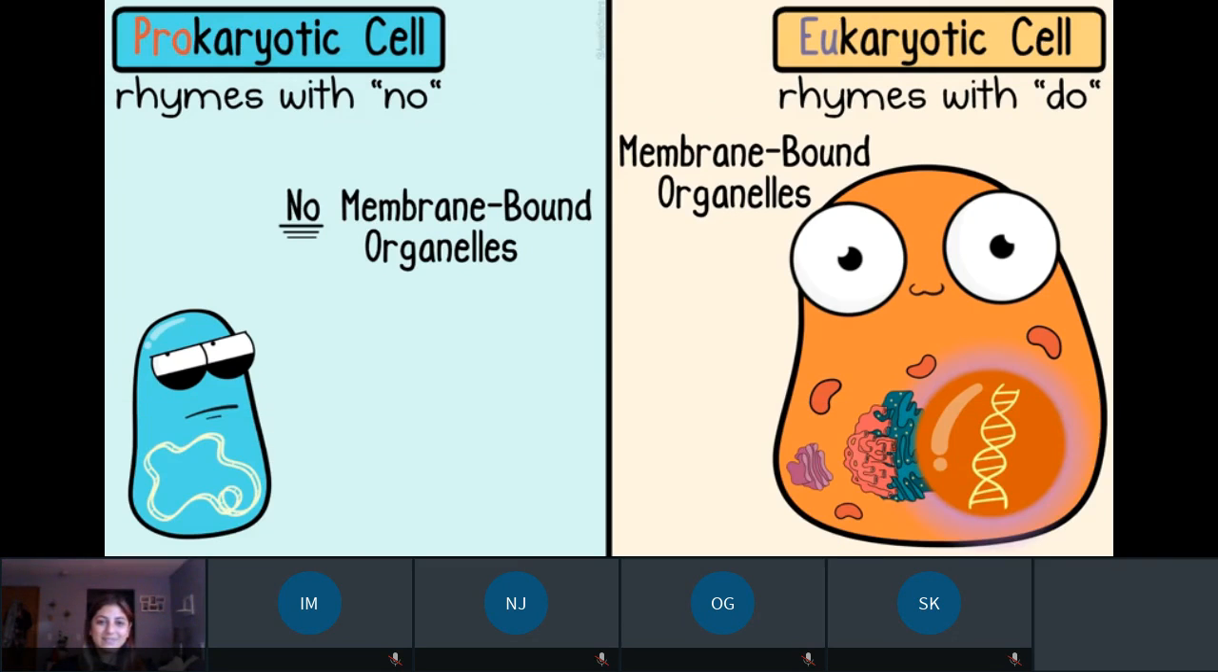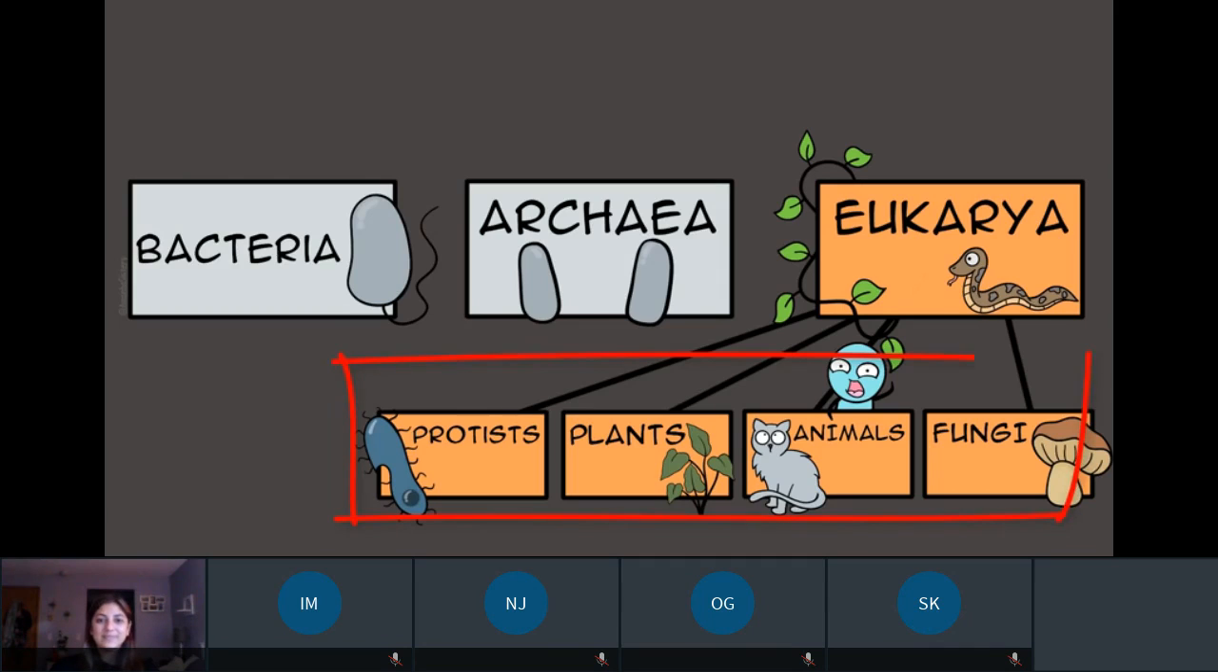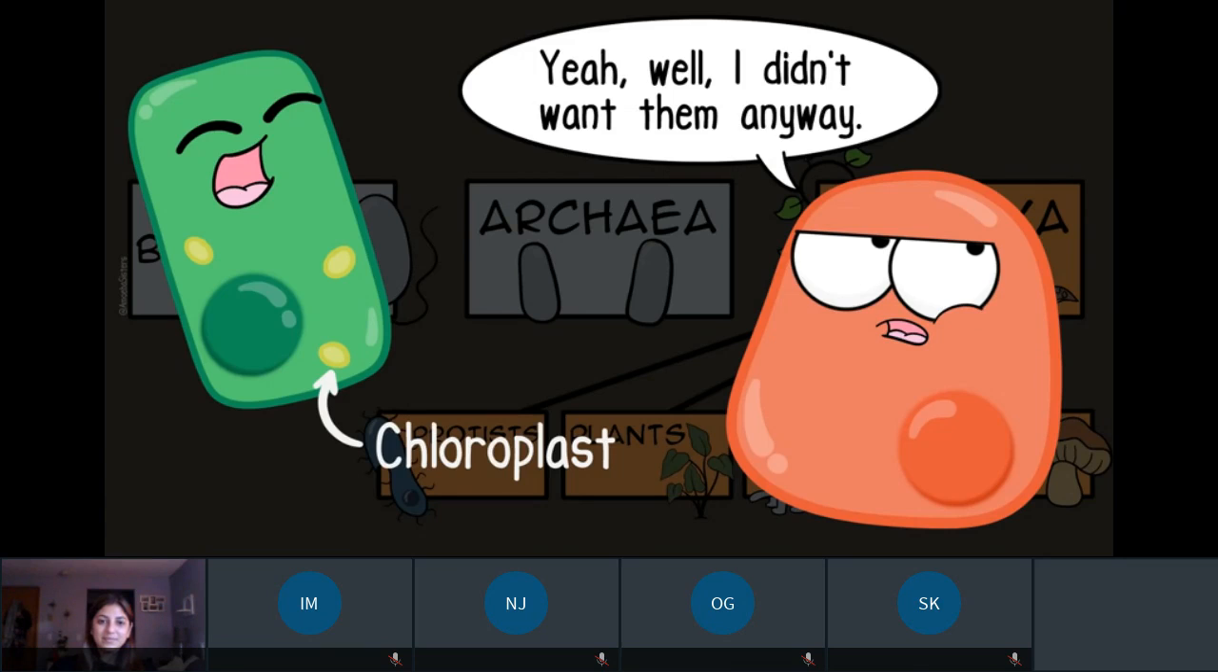To contain their DNA. Depending on what type of eukaryotic cell it is, it could have different types of membrane-bound organelles. For example, a plant cell is likely to have chloroplasts, while an animal cell would not.